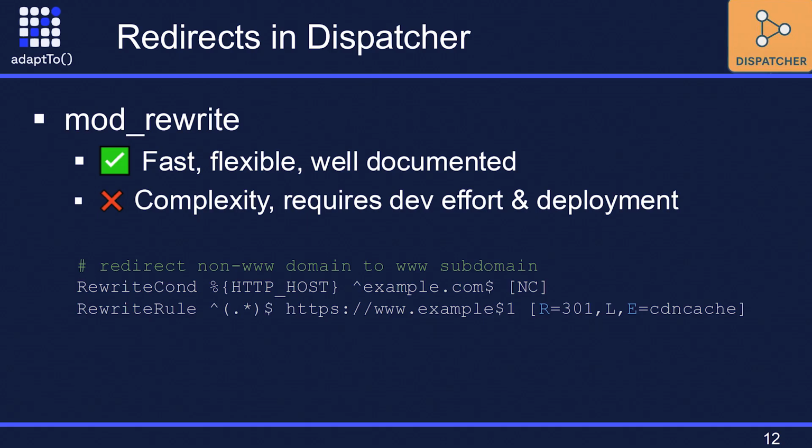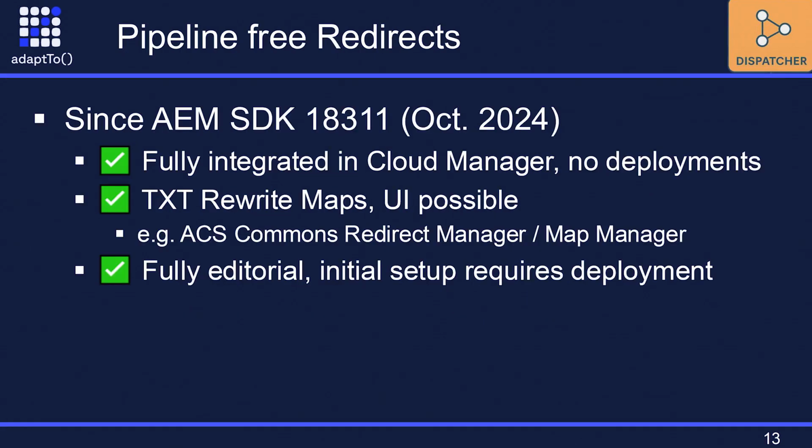Yeah, but what if you could combine the best of these two worlds? That means configure our redirects in AEM, but process them at dispatcher. And this is where the Dispatcher Pipeline Free comes into play. This was introduced almost one year ago, but I think it's still not widely used among the projects. It's fully integrated in Cloud Manager. It doesn't need any deployments.